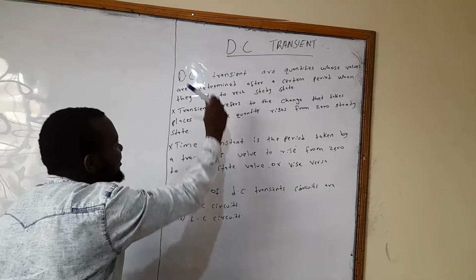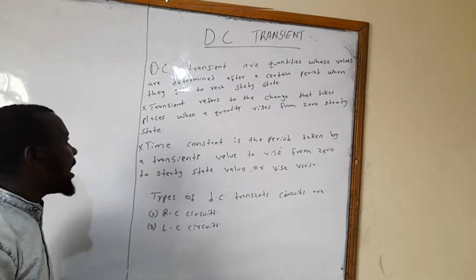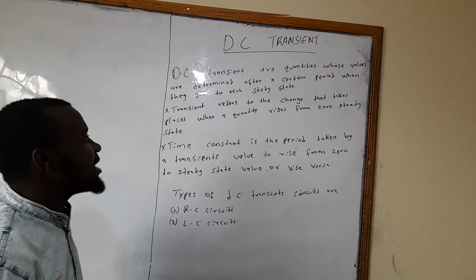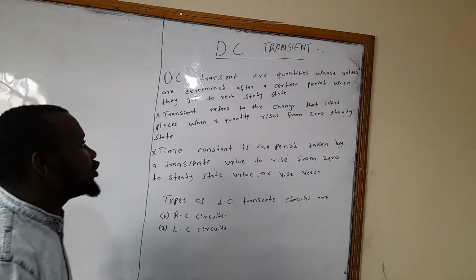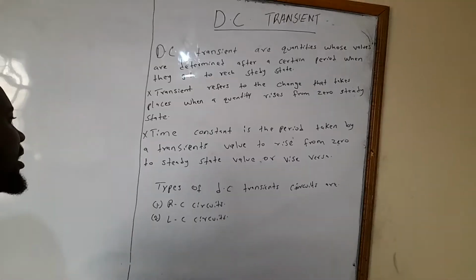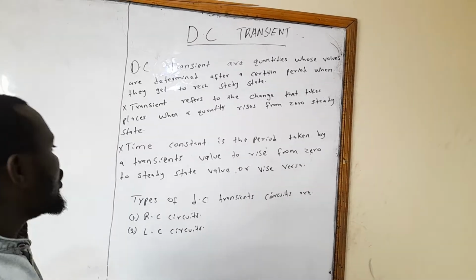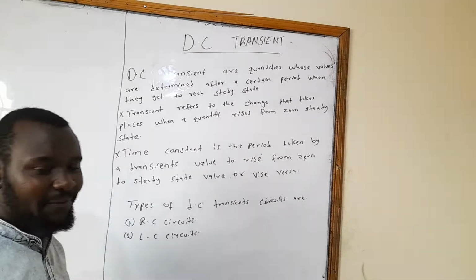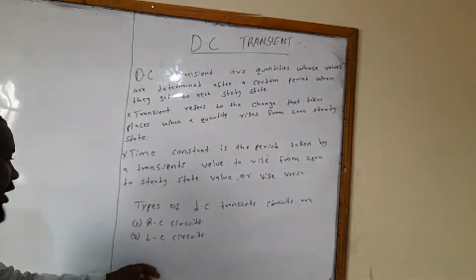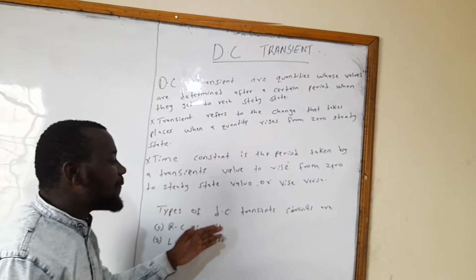The first one, a DC transient, are quantities whose value are determined after a certain period when they get to reach a steady state. Transient refers to the change that takes place when a quantity rises from zero to steady state. Then a time constant is the period taken by a transient value to rise from zero to steady state value or vice versa. Now, in this topic today, we are going to discuss the types of DC transient.